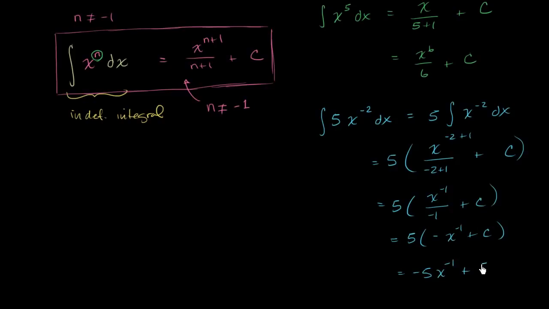Now we could write plus 5 times some constant, but this is just an arbitrary constant. So this is still just an arbitrary constant. If you wanted to show different constants, you could say this is C1. You multiply 5 times C1, you get another constant. We could just call that C, which is equal to 5 times C1. But there you have it, negative 5 x to the negative 1 plus C. And once again, try to evaluate the derivative, and you will see that you get this business right over there.